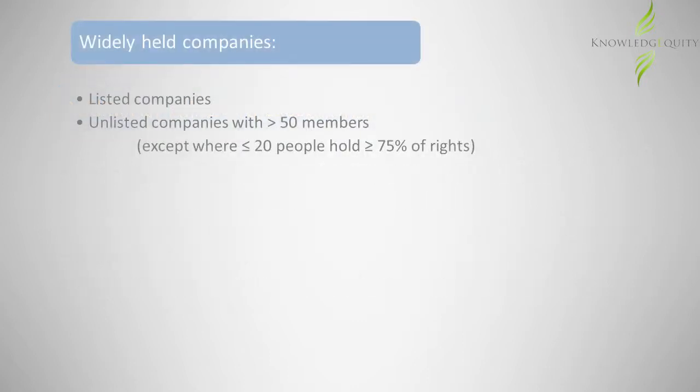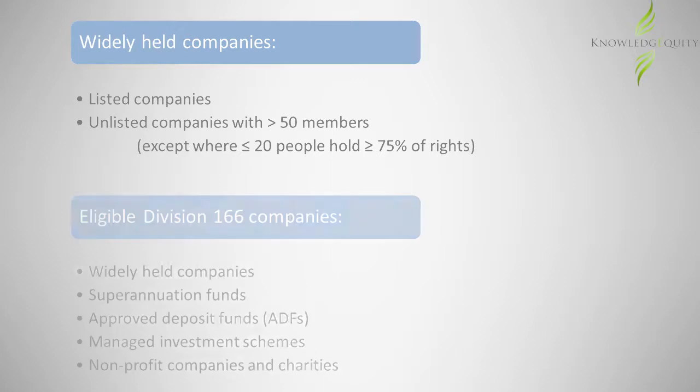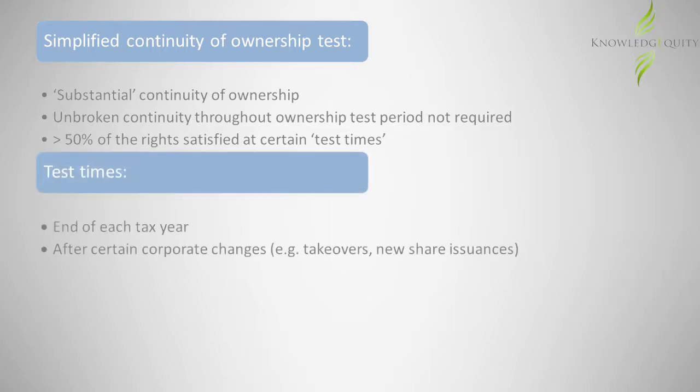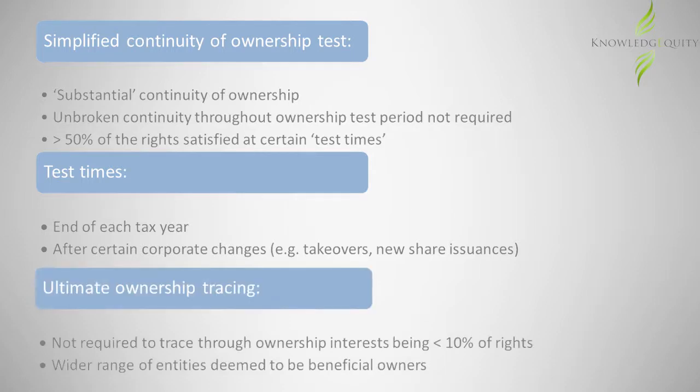In addition, widely held companies and other eligible companies have a less stringent continuity of ownership test. Such companies need only have substantial continuity of ownership to recoup tax losses. The test times are generally at the end of each tax year, and the required tracing to identify ultimate ownership interests is also simplified. If the continuity of ownership test is satisfied, then the company can recoup the tax losses.